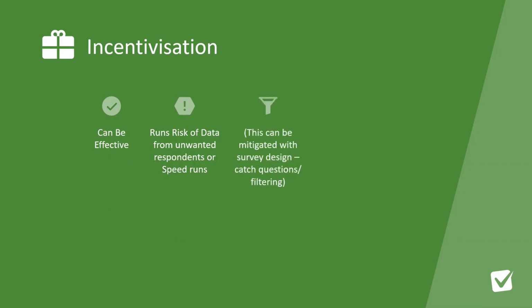Catch questions are another way of dealing with this. These are essentially trick questions that you place in the middle of the survey, and they would ask for a specific response, such as answer this question with a 7. And these are checking that the respondent is paying attention and actually answering the questions, as opposed to just clicking wildly down the page to get to the end as soon as possible.